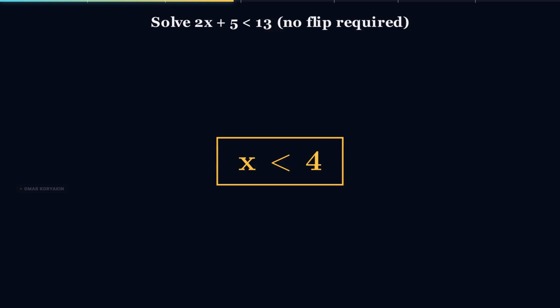The solution can also be written as the interval from -infinity up to, but not including 4, or graphed on a number line as an open dot at 4 with shading extending to the left toward -infinity. All three representations describe the same range of values.